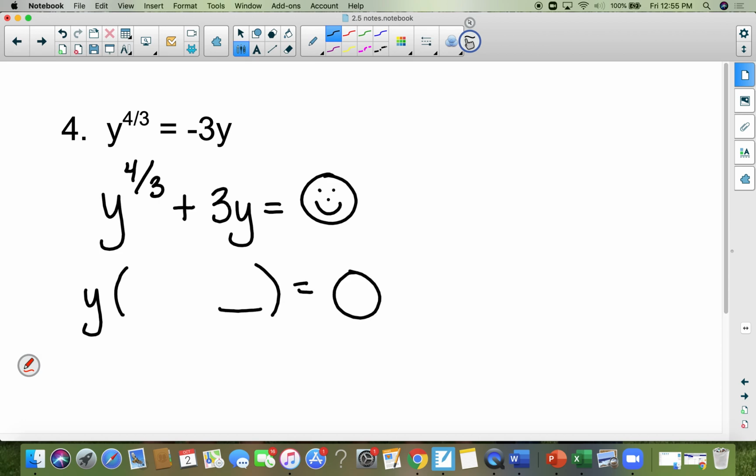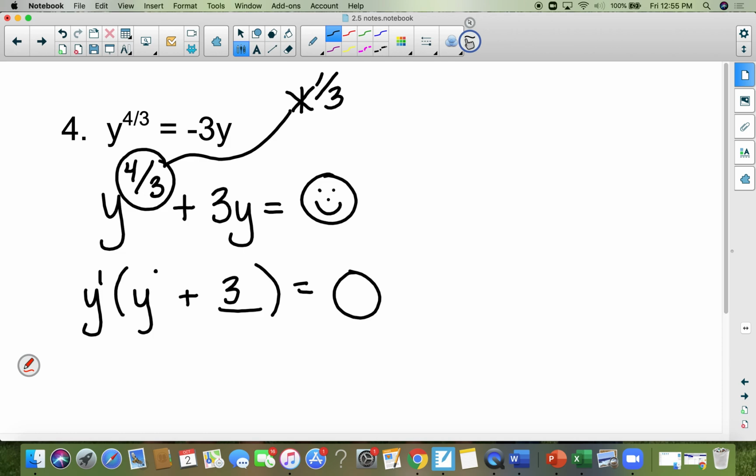I'm going to do this part first. This ends up being a 3 right there if you take a y out of the second one. Okay, now I'm going to talk about the y to the 4/3. 4/3, you guys, is the same thing as 1 and 1/3, correct? 1 and 1/3. If I take out y to the first, I'm still going to have, if I took out the 1 part, I'm still going to have the 1/3 in there. So I have y to the first and y to the 1/3 plus 3 equals 0.